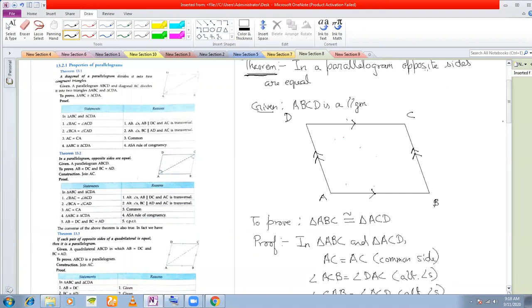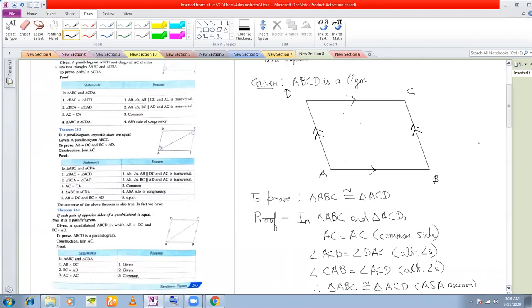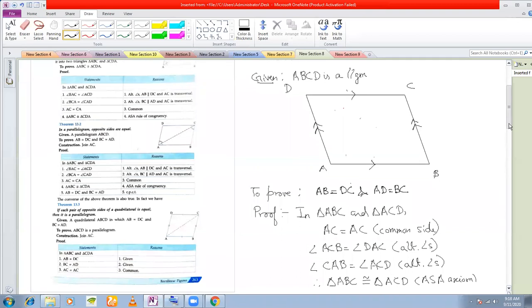So this is our parallelogram. We have drawn the parallelogram, and let's see what we have to prove. We have to prove here that AB is equal to DC, and you have to prove AD is equal to BC. Okay, so how do I go about proving?